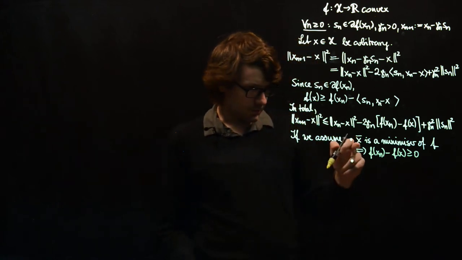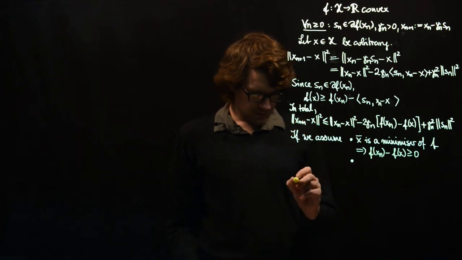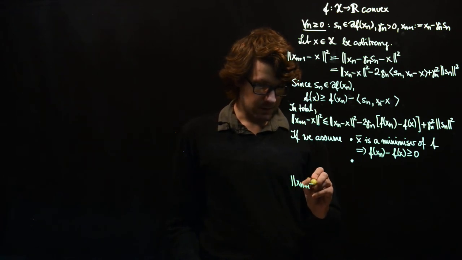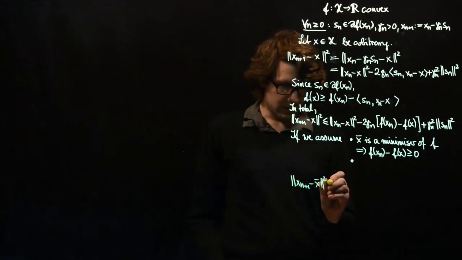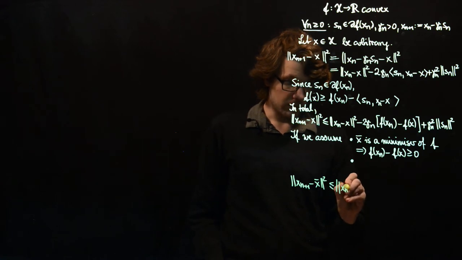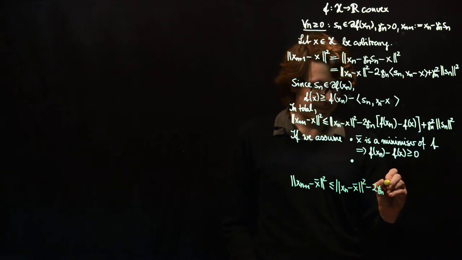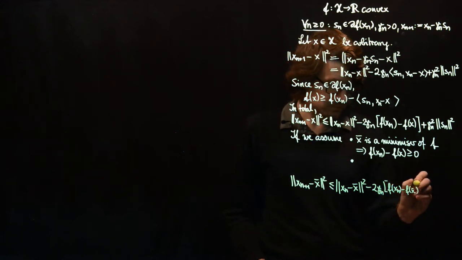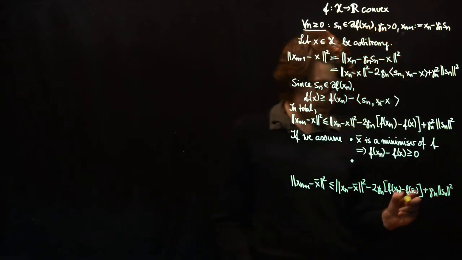Okay, so let's just insert x bar instead of x. Then we get norm of x n plus 1 minus x bar squared less or equal than norm of x n minus x bar squared minus 2 gamma n times f of x n minus f of x bar plus gamma n squared norm of s n squared.